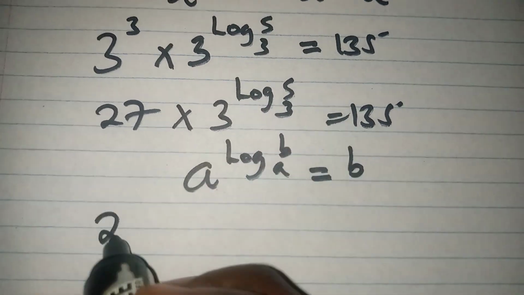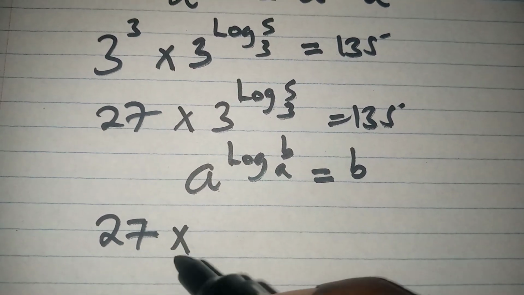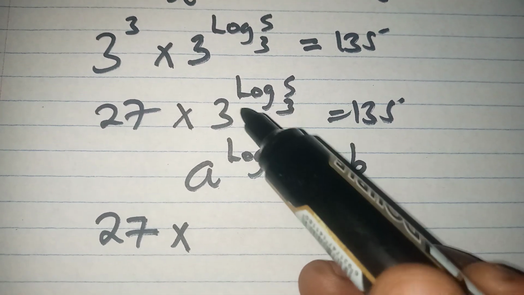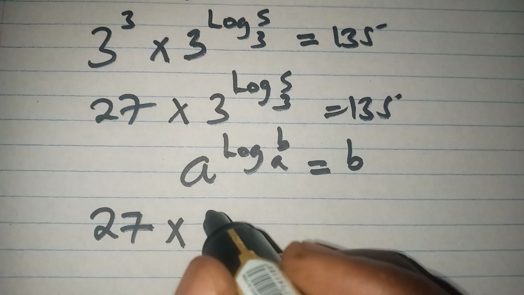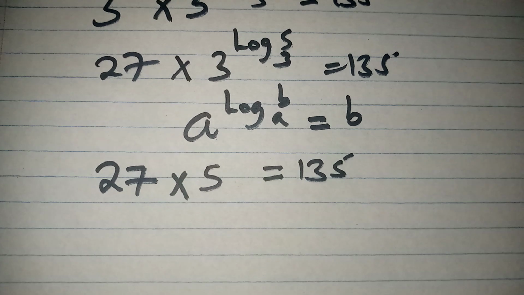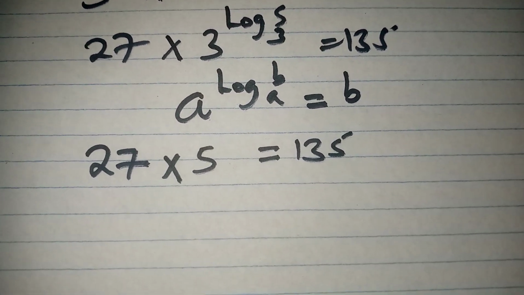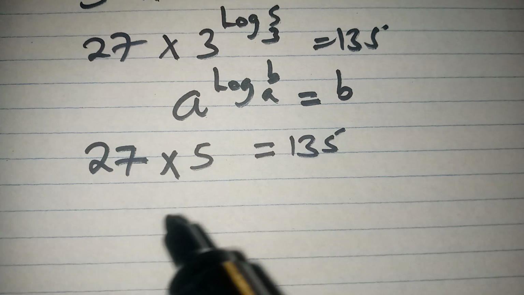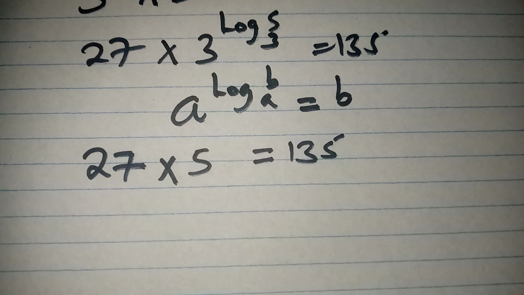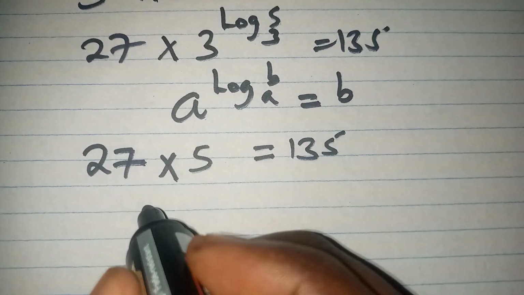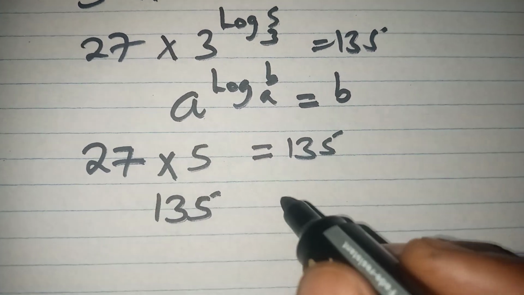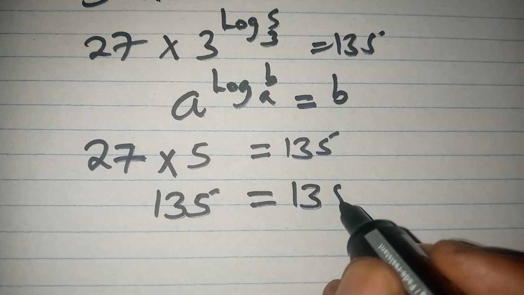I'm going to have 27 multiplied by, since the bases are the same, 3 and 3, this one is going to change now to 5. Should be equals to 135. So for your own benefit, what do you think if you take 27 multiplied by 5? If I give you a moment, you realize that 27 times 5 is the same as 135, which is equals to 135.